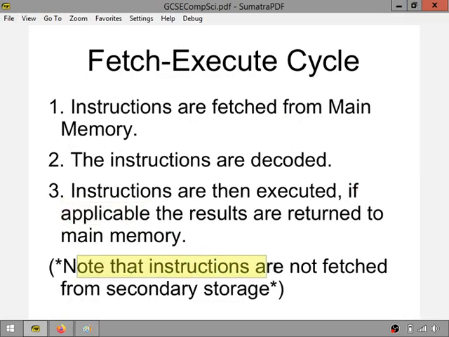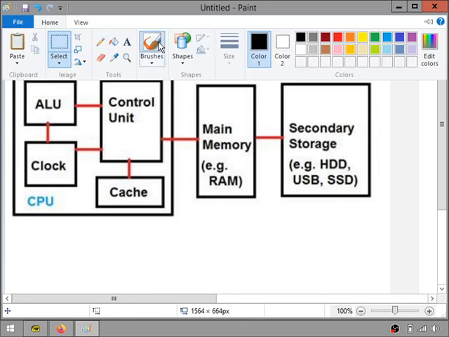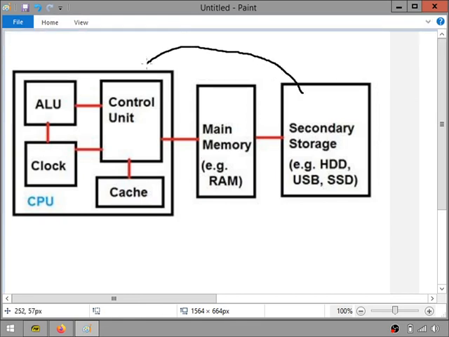Okay, note that instructions are not fetched from secondary storage. So this is something that is written somewhere in the AQA specification, and I thought it was worth clarifying. Secondary storage is over here. We are not allowed to jump from here to here. That's not allowed. Everything goes through the main memory first. So we can communicate like this, that's okay. But that is not allowed. That does not work.